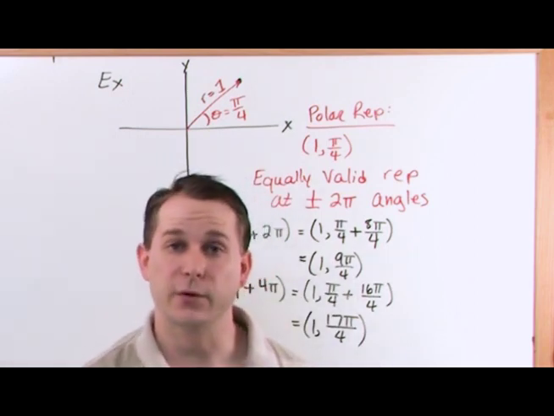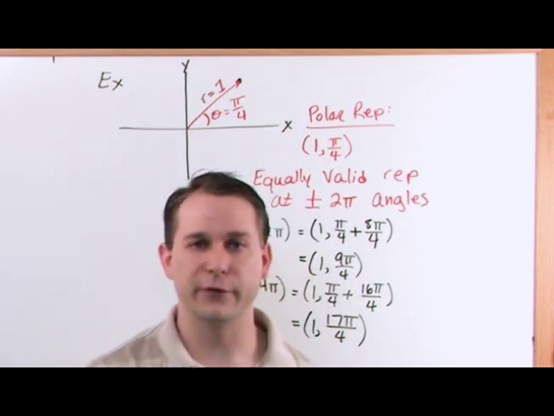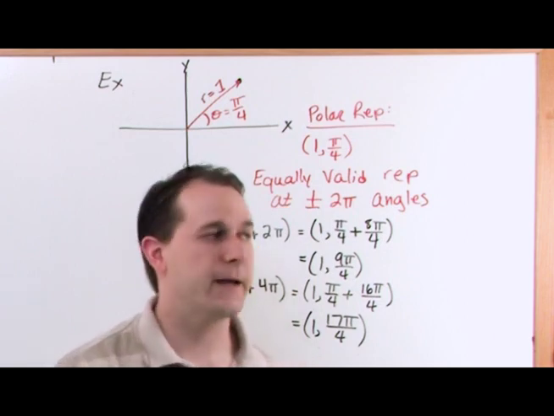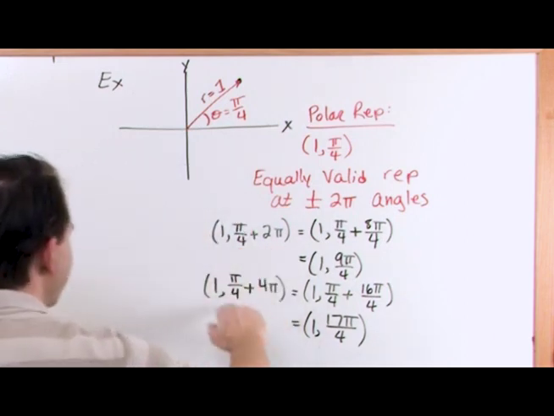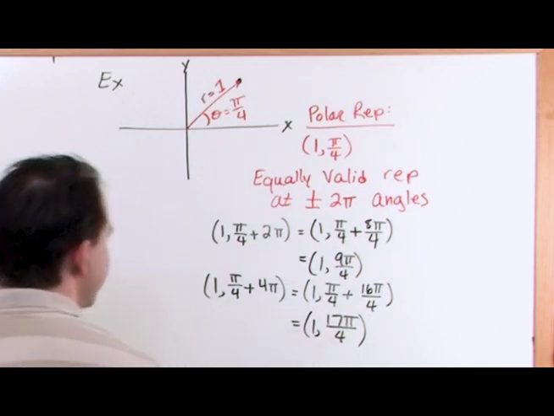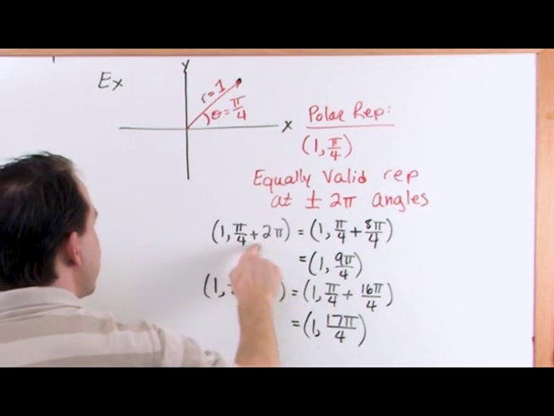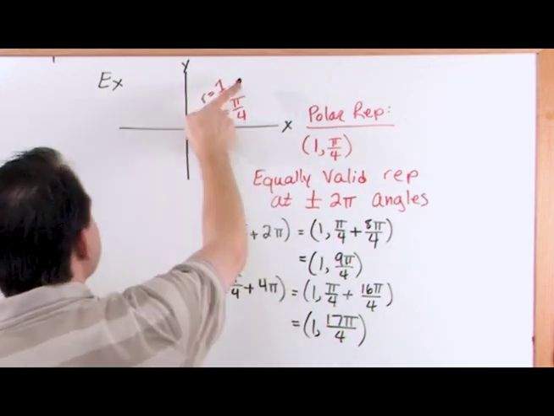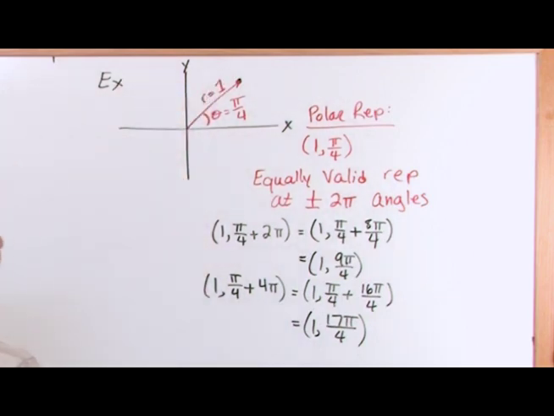They have different angles, but because the angles differ by 2 pi, which is a full circle around, they actually describe the same thing. The same goes for subtracting 2 pi, 4 pi, 6 pi, and so on. I'm adding them here, but you could just as legally subtract 2 pi. Instead of adding 2 pi, I just subtract 2 pi, and I get back to where I started.